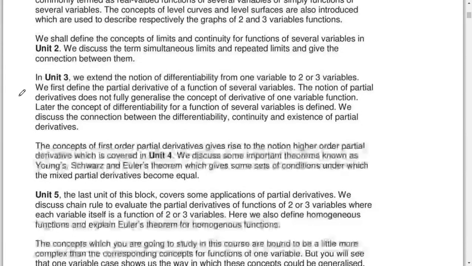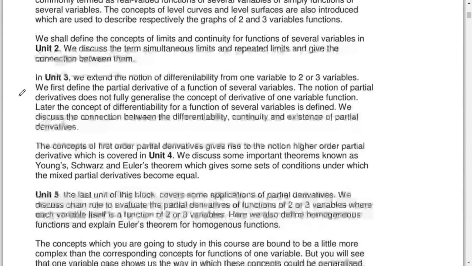In Unit 3, we extend the notion of differentiability from one variable to 2 or 3 variables. We first define the partial derivative of a function of several variables. The notion of partial derivative does not fully generalize the concept of derivative of one variable functions. Later, the concept of differentiability for a function of several variables is defined. We discuss the connection between differentiability, continuity, and existence of partial derivatives.